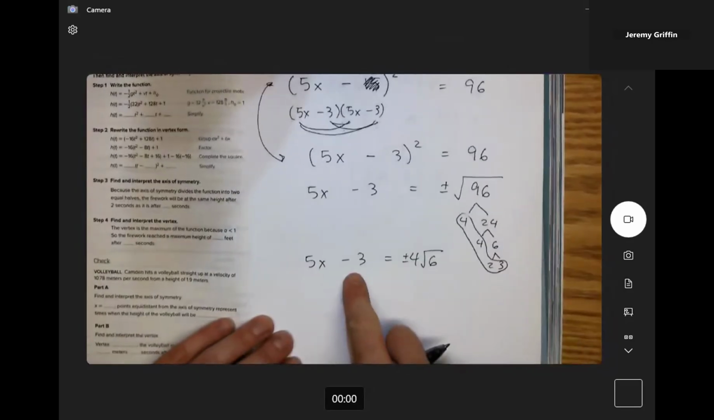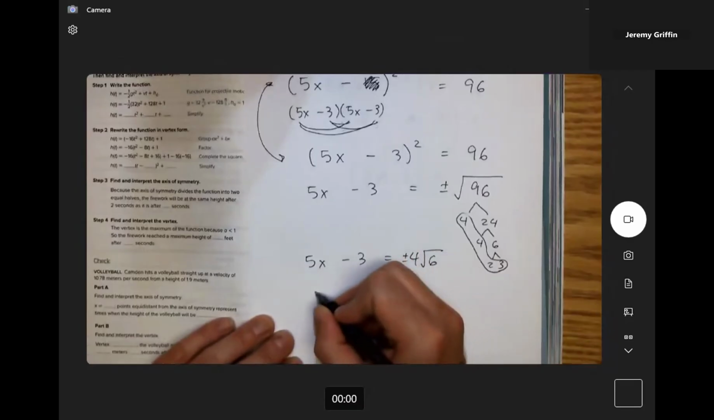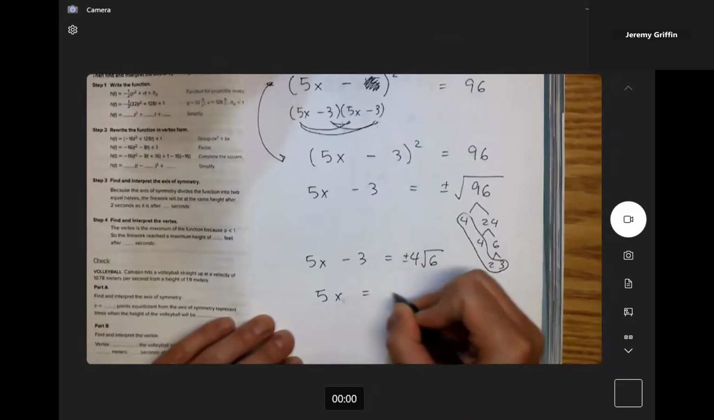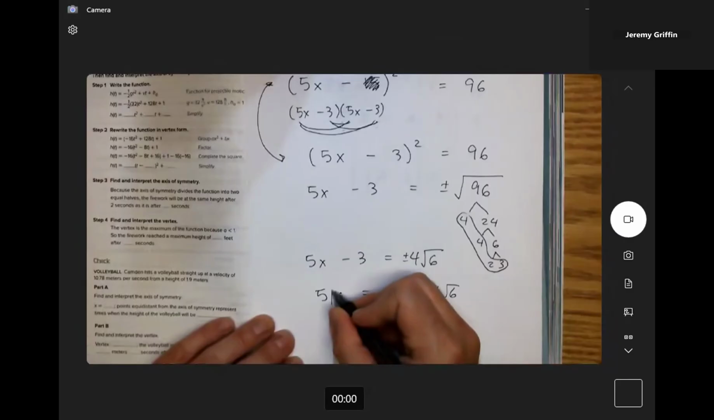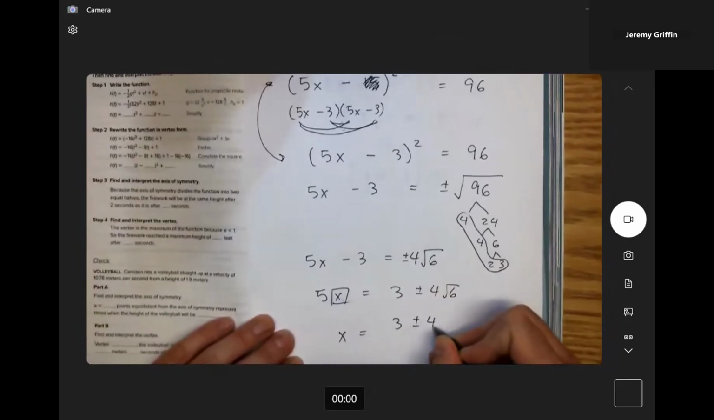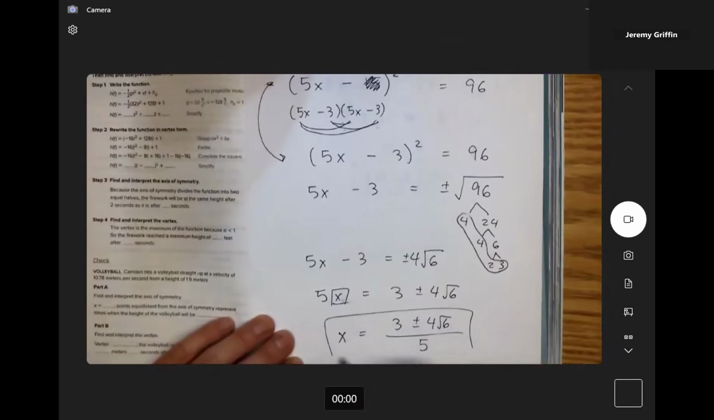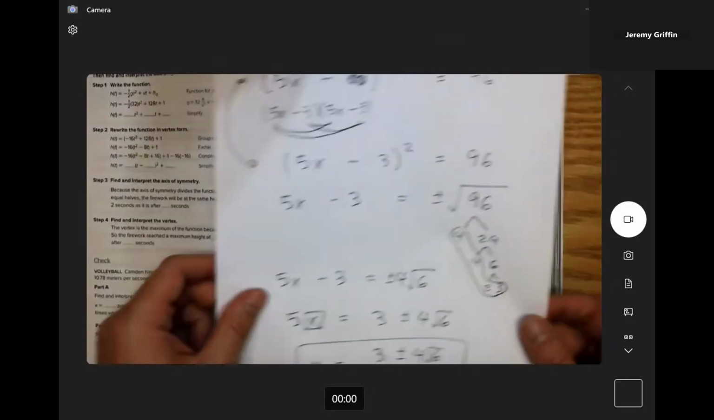Last couple steps. Add over the 3, divide by 5. So here, we'll do 2 separate steps. 5x equals 3 plus or minus 4 root 6, and then divide both sides by 5. X equals 3 plus or minus 4 root 6, all divided by 5. Okay, we got this right. A little trick right there. That's right.